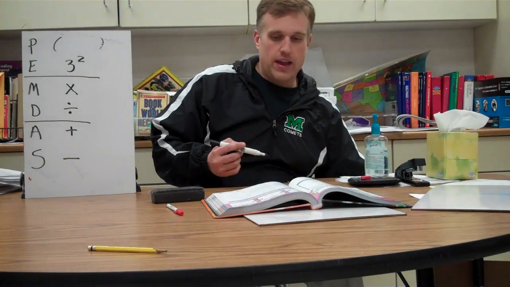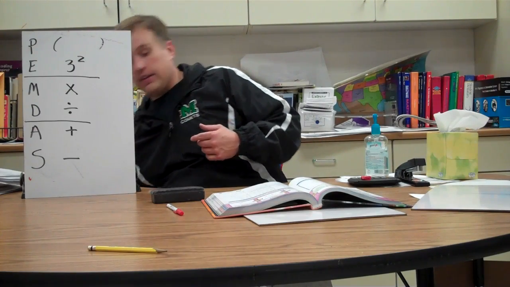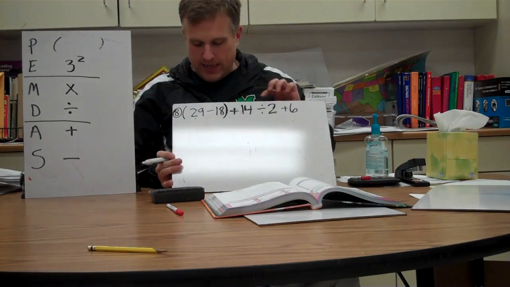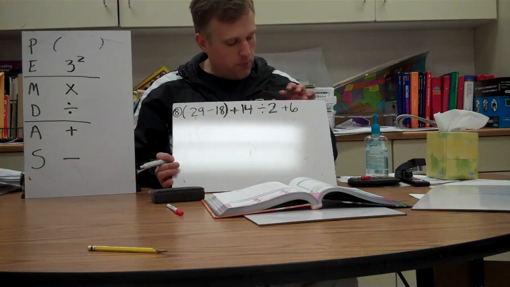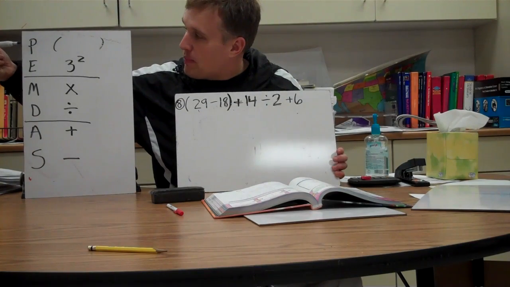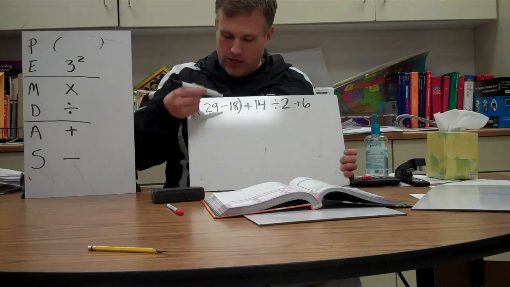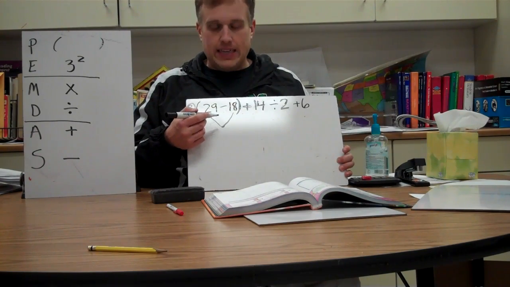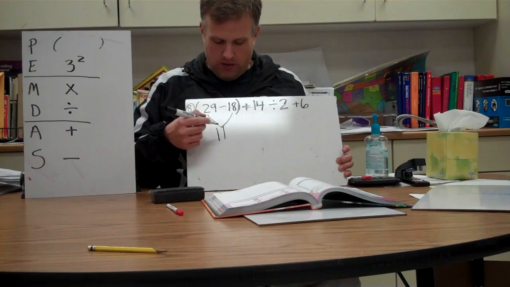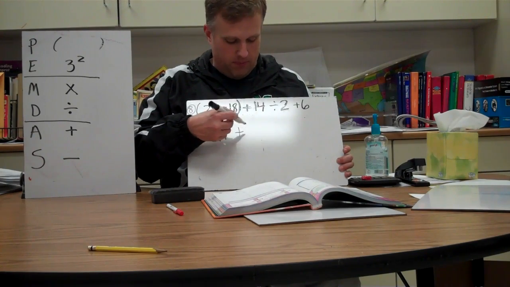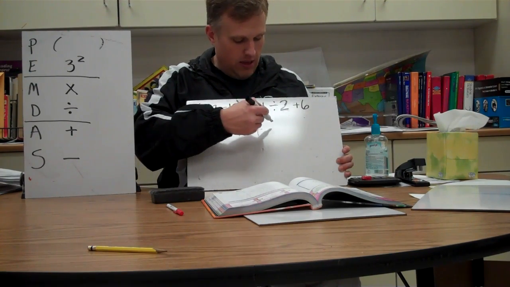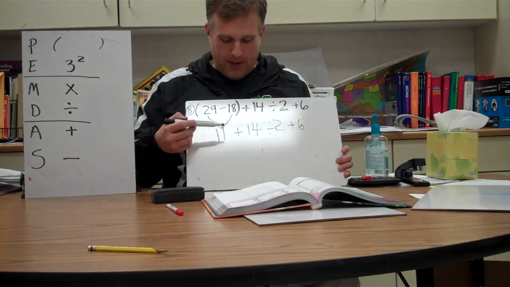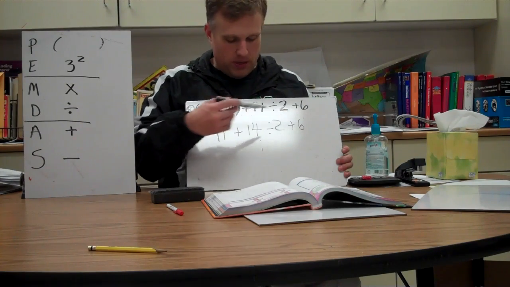Let's look at number 8. Okay? We have in parentheses 29 minus 18 plus 14 divided by 2 plus 6. So again, always my first step I'm looking for is the parentheses. Okay, so I do have parentheses in this problem, so I will do that first. 29 take away 18 is 11. And then I rewrite the problem. Plus 14 divided by 2 plus 6. Okay, so now I have 11 plus 14 divided by 2 plus 6.